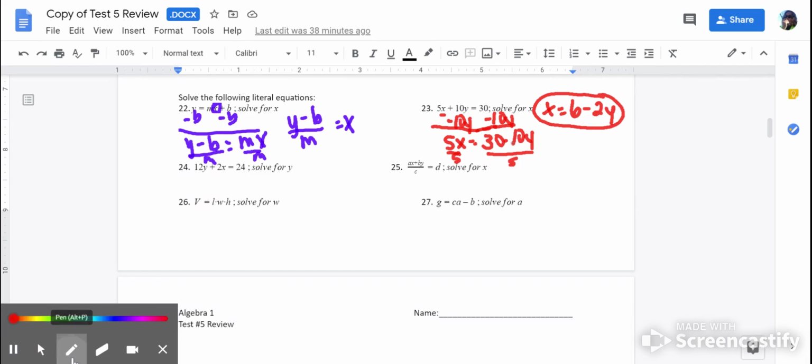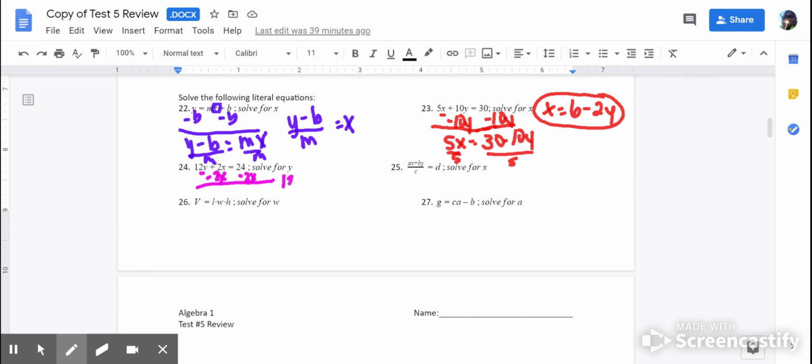For 24, we're solving this literal. We're solving for the y variable. So I'm going to subtract 2x from each side. So I'll be left with 12y equals 24 minus 2x. Remember, I'm solving for y, so I'm going to divide everything by 12.